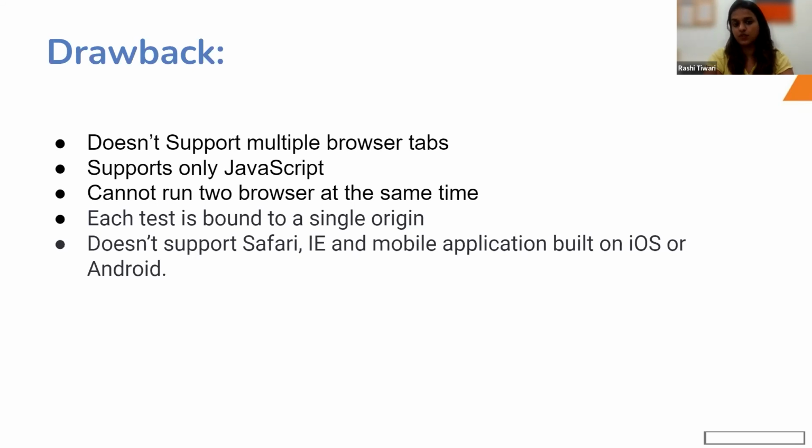Each test is bound to a single origin. That means if I'm testing the sjinnovation.com website, I can only navigate to SJ Innovation pages. The domain name should be SJ Innovation. I cannot navigate to google.com in the middle of my test execution. So it should be the same origin website. And it doesn't support Safari, or mobile applications built on iOS or Android. So these are a few drawbacks of Cypress.